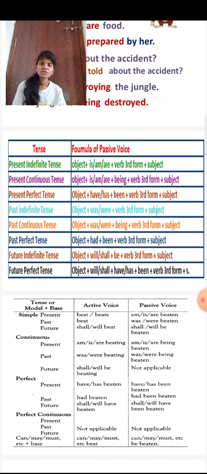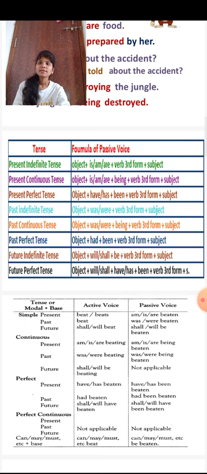And next, future perfect tense. Object plus will or shall plus have or has plus been plus verb third form plus subject. So these are the formulas of passive voice which are mentioned in tense form. And next, I just want to give again the rules for active into passive voice conversion. When we transform a sentence from active voice into passive voice, we have to follow these rules.